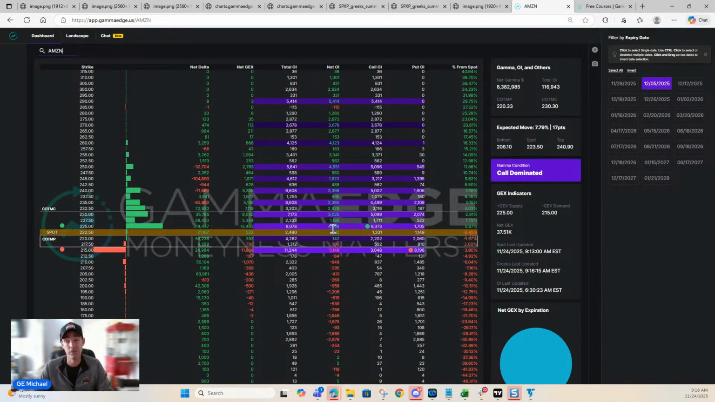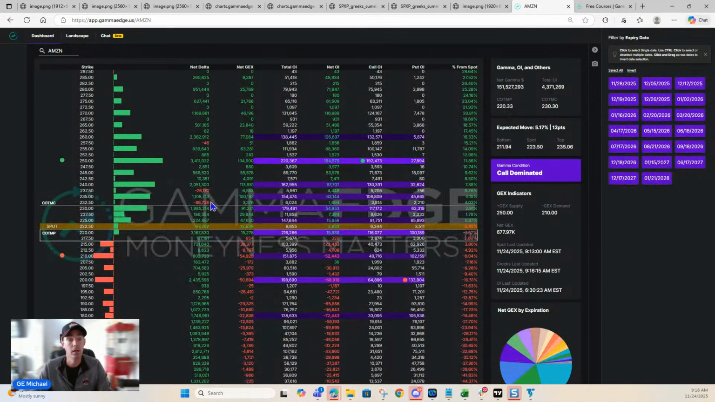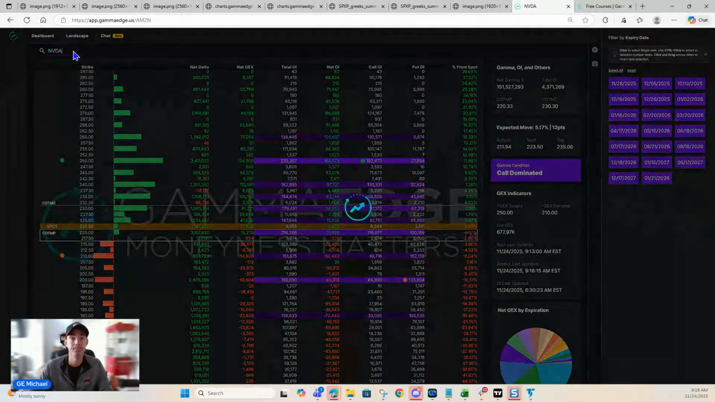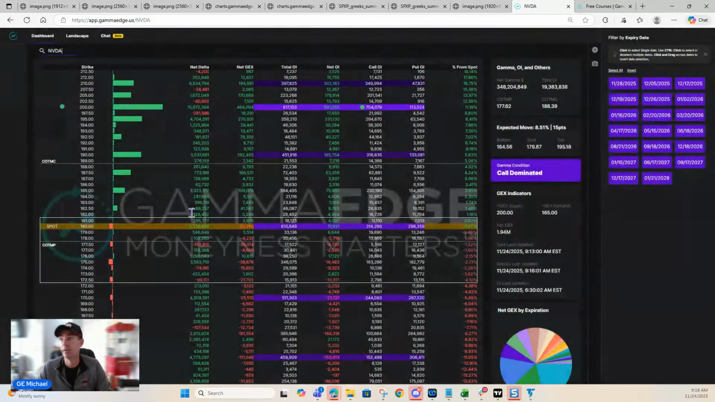So not much upside through this expiry at the end of December, but all the expiries on out in time look good on Amazon. All right, let's check NVIDIA. Thanks everybody for throwing the tickers in here. Appreciate it. NVIDIA is still call dominated.